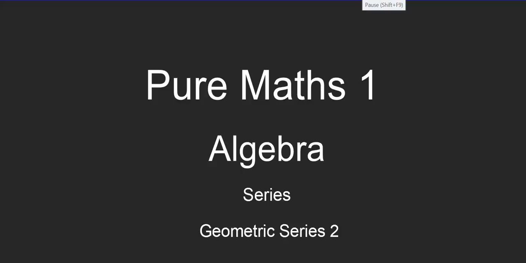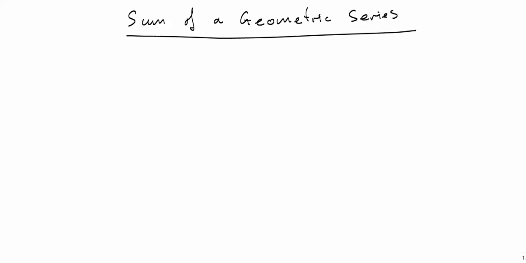This video in the PM1 course is the second on geometric series and looks at the sum of a geometric series. In the last video we looked at geometric sequences such as 3, 6, 12, 24, 48, where the next term of the sequence is achieved by multiplying the previous term by 2 in this case, or by a common ratio, the same number. In this video we're going to look at finding a formula for the sum.